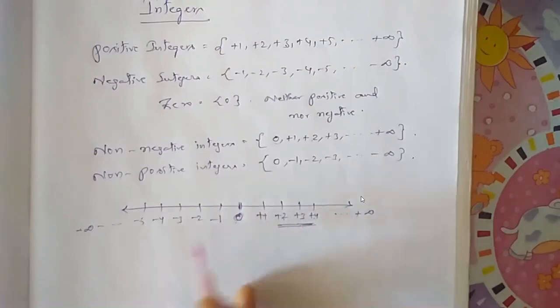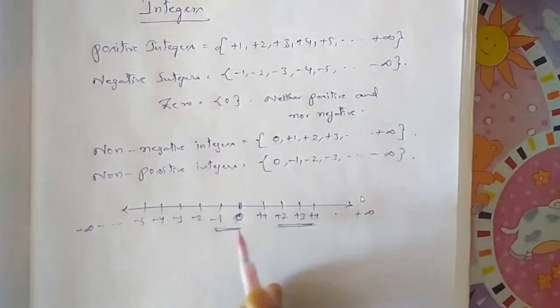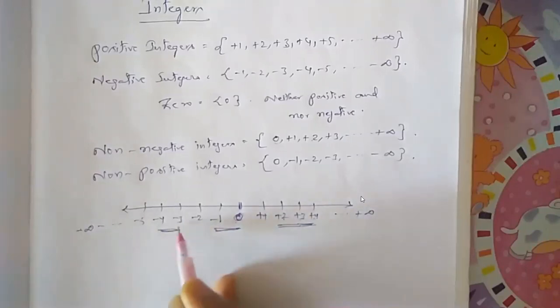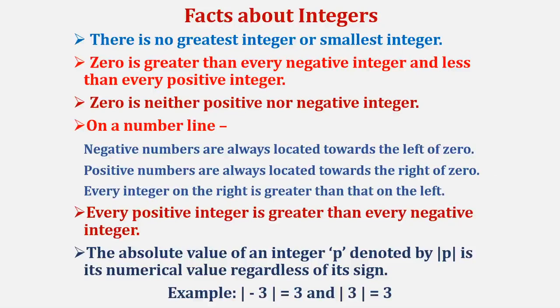Like that, if you observe here -1 and 0, 0 is to the right of -1, so 0 is greater than -1. If I take -4 and -3, -3 is to the right of -4, therefore -3 is greater than -4. So like that, you can tell that any integer which is on the right is greater than that on the left.